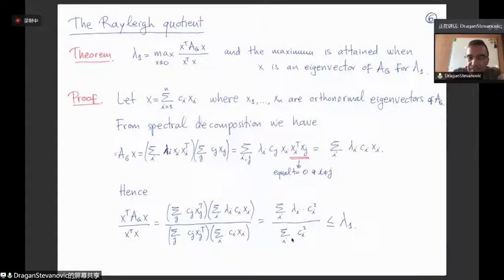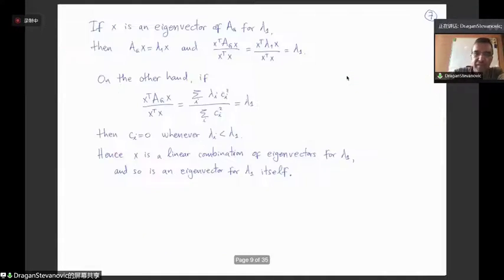So we see that this ratio is actually a convex combination of the eigenvalues lambda 1 to lambda n, and since lambda 1 is largest, each of these summands is less than or equal to lambda 1 times c_i squared. So the sum of c_i squared will cancel out, and this Rayleigh quotient on the left is necessarily bounded from above by the largest eigenvalue, lambda 1. What remains is to see why the maximum is attained only when x is an eigenvector.